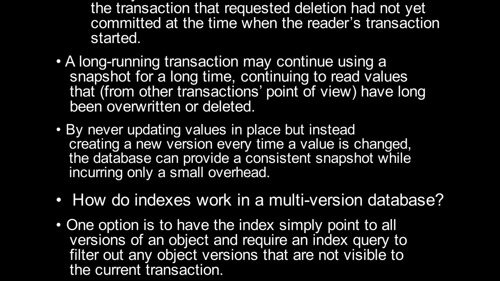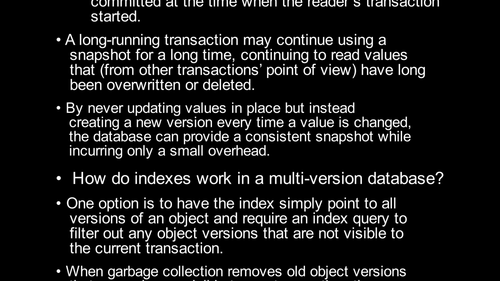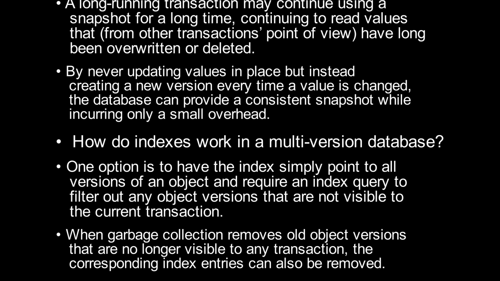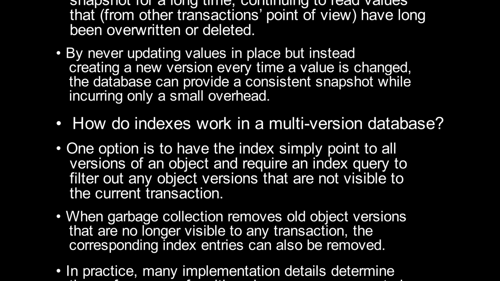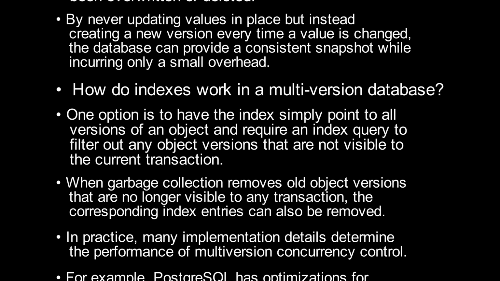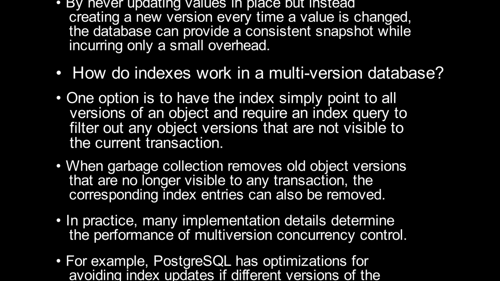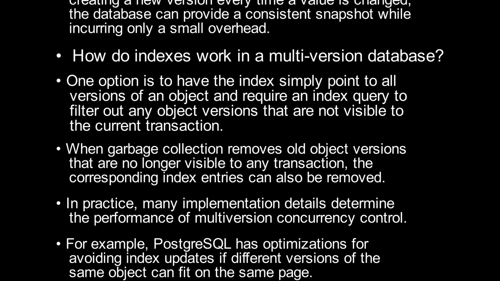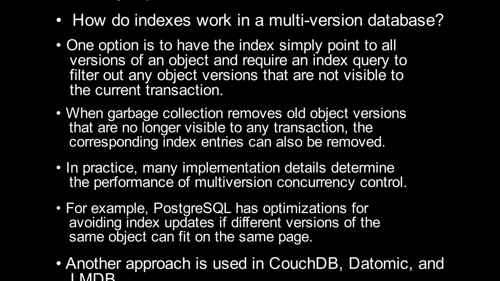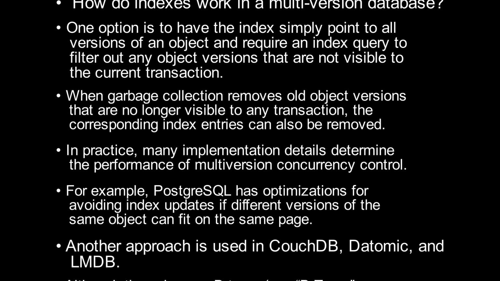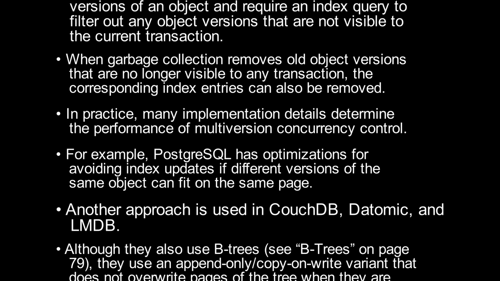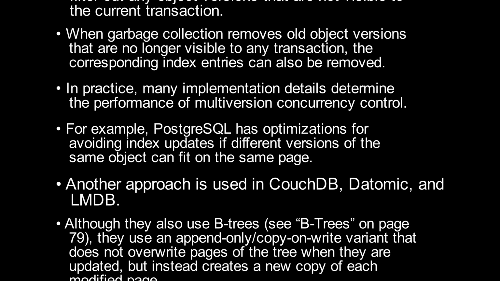How do indexes work in a multi-version database? One option is to have the index simply point to all versions of an object and require an index query to filter out any object versions that are not visible to the current transaction. When garbage collection removes old object versions that are no longer visible to any transaction, the corresponding index entries can also be removed. In practice, many implementation details determine the performance of multi-version concurrency control. For example, PostgreSQL has optimizations for avoiding index updates if different versions of the same object can fit on the same page. Another approach is used in CouchDB, Datomic, and LMDB.